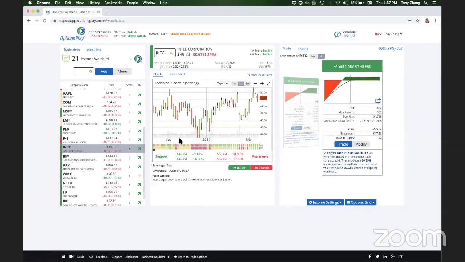Does it say what the odds of them are to expire worthless? Yes. So we have what's called the probability of expiring worthless indicator on all of our income strategies. So this March 48 put on Intel has a 65% chance of expiring worthless. So it's right here on your screen.